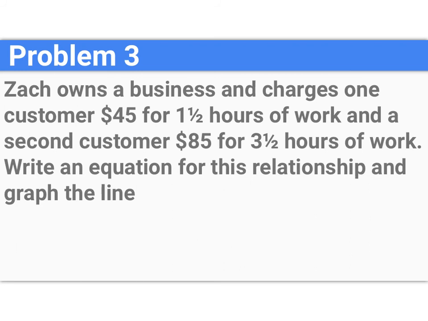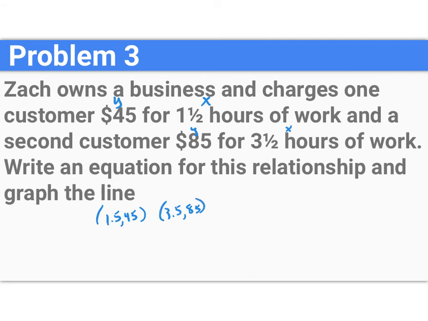Okay, Zach owns a business and charges one customer $45 for 1.5 hours of work and a second customer $85 for 3.5 hours of work. Write an equation for this relationship. So we don't have a slope. So how much per hour? So time is our x, money is our y. So we do have 2 points. So we got 1.5 comma 45, and then 3.5 comma 85.